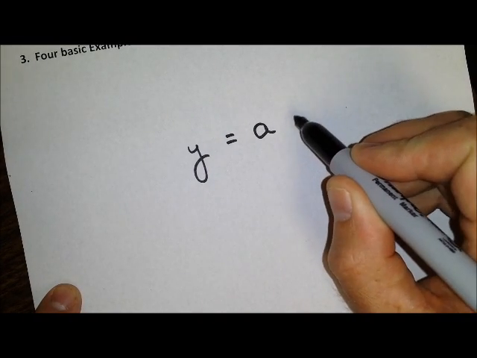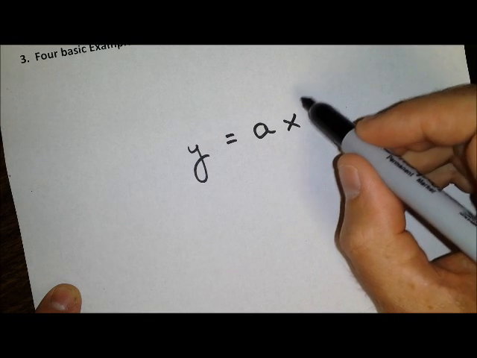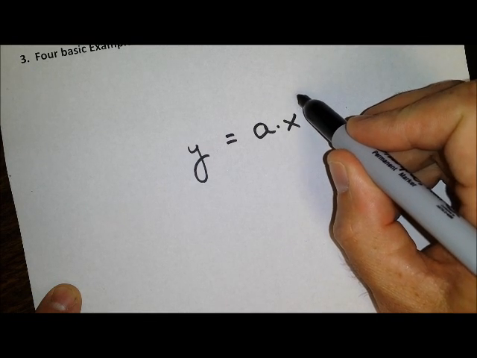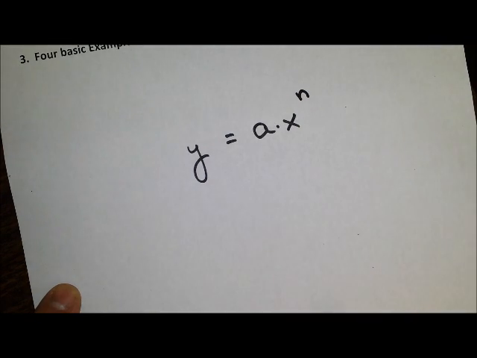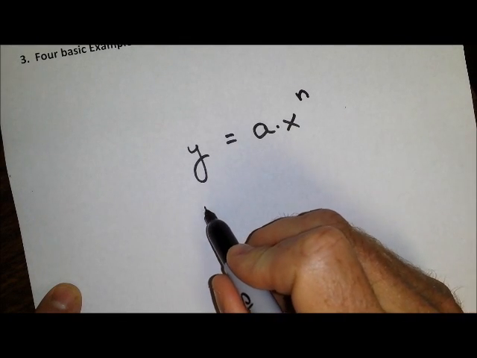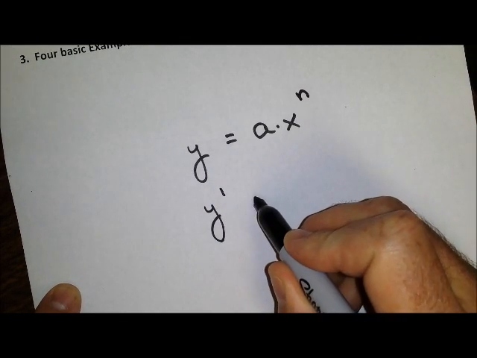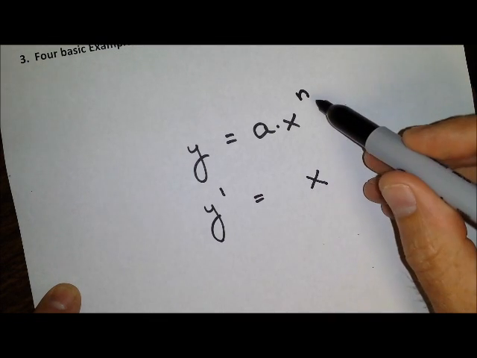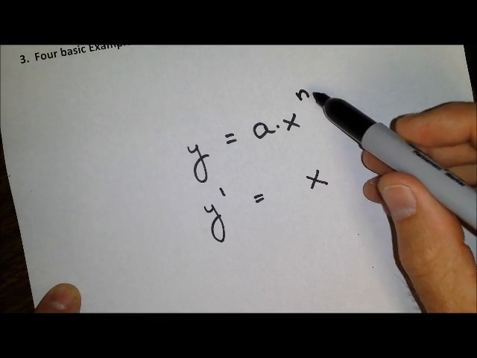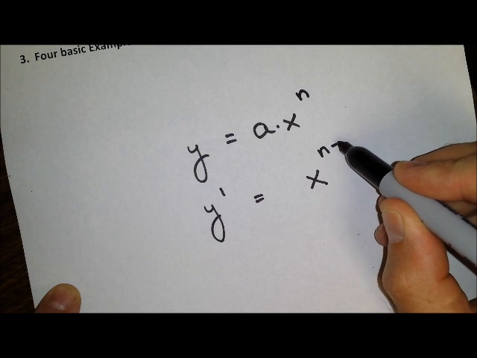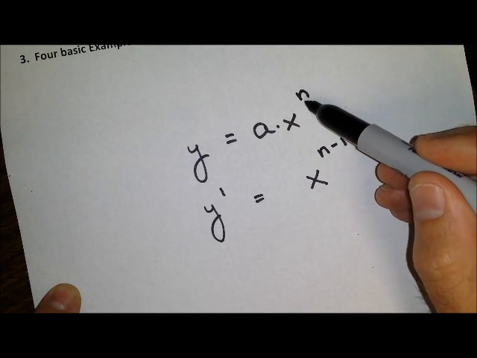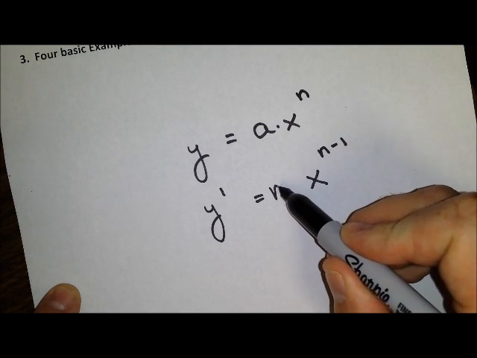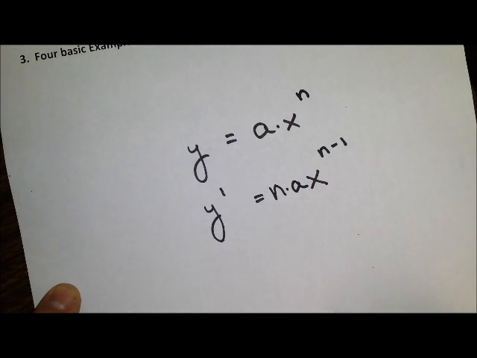So if the original polynomial equation reads a times x to the n power, the derivative of that, the slope of that function, think about what happened now. This power decreased by 1 degree. And what happened to the original exponent? It came out front as a multiplier.